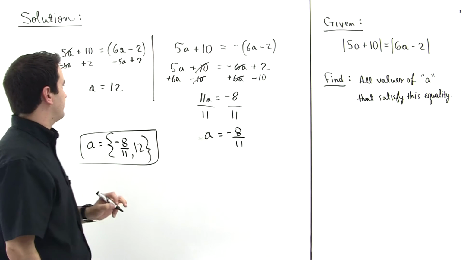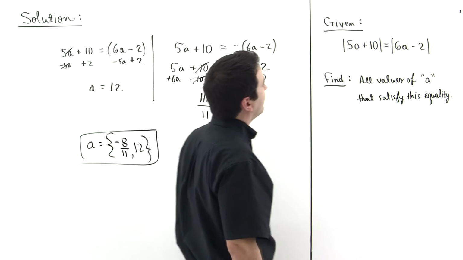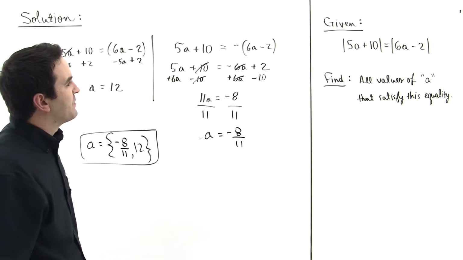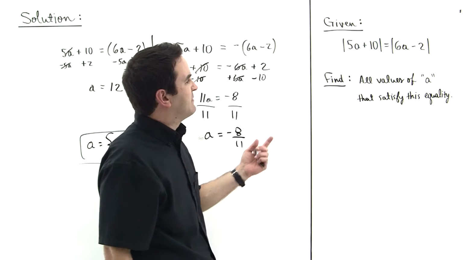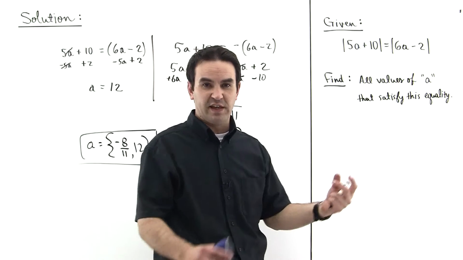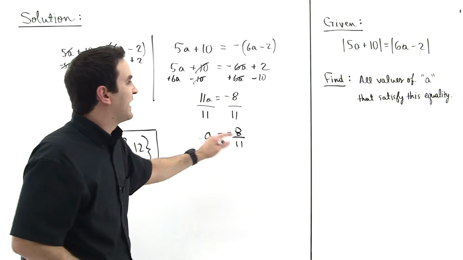We can check it, right? If we come to the equality and put 12 here, 5 times 12 is 60. 60 plus 10 is 70. And then 6 times 12 is 72. 72 minus 2 is 70, so 70 equals 70. Good, right?